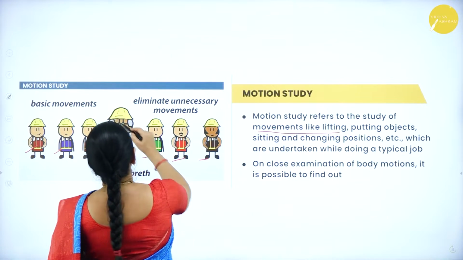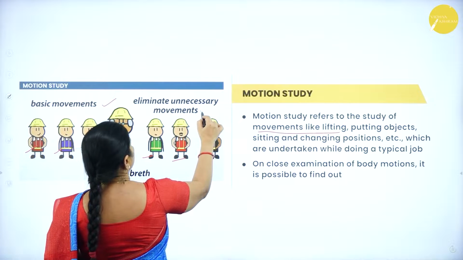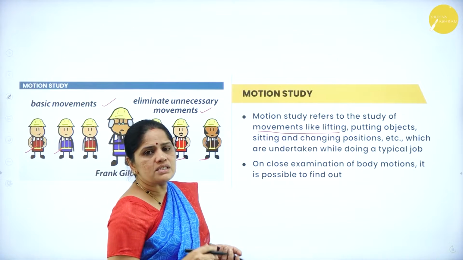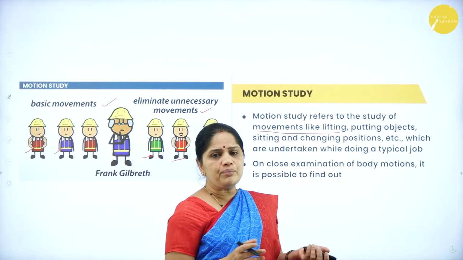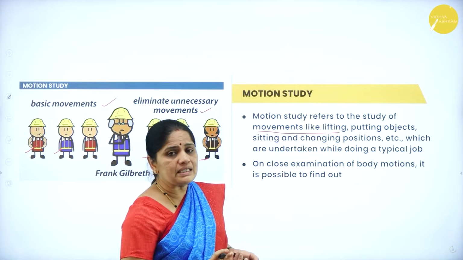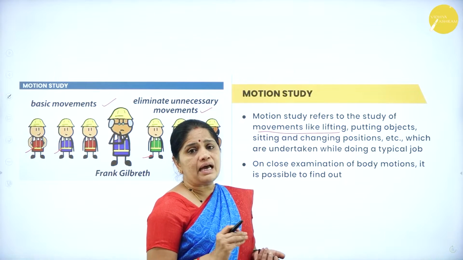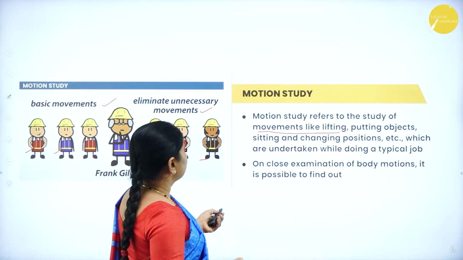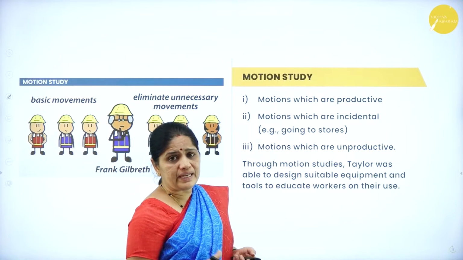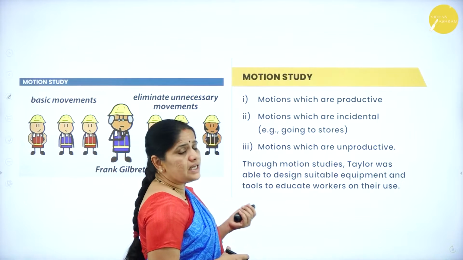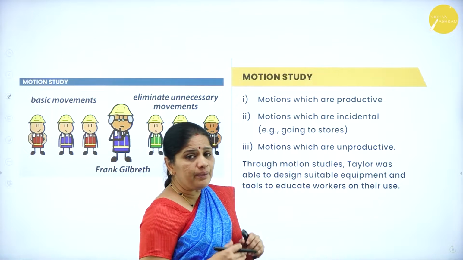So, we have the basic movements and eliminate unnecessary movements. So, what are the basic movements of the body? And he said that we should eliminate the unnecessary movements to have the best outcome of any worker. Now, what are the conclusions he got from the motion study?